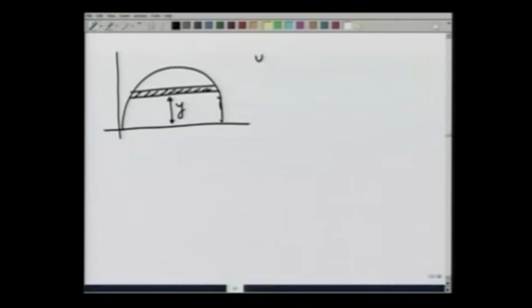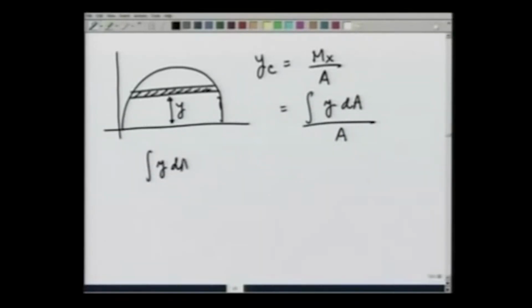So, y c is nothing but m x divided by the total area, which is integration y dA divided by the total area. Y dA, you can see, is going to be equal to the area of this strip here, this one, times the y. This strip area is going to be delta x dy, and y varies from 0 to r.